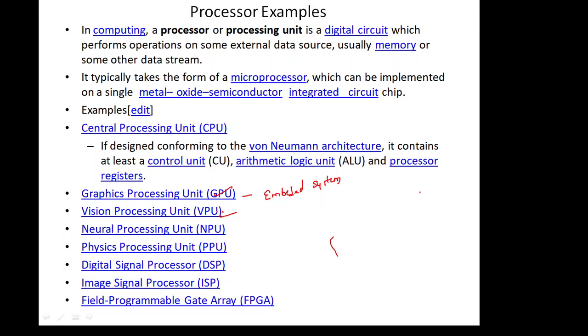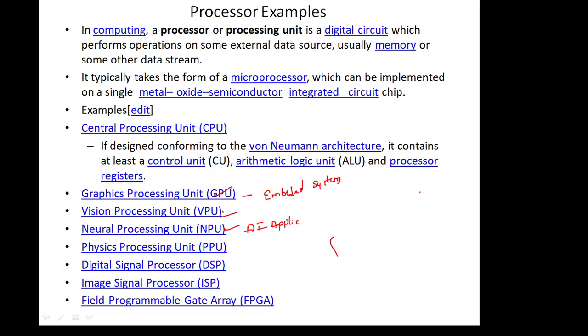And next one is the neural processing unit. As nowadays everything is of neural network, the neural processing unit is a specialized hardware accelerator or computer system. The main purpose is to accelerate artificial intelligence applications. So it is mainly used for AI applications, and this neural processing unit, which we also call an NPU, especially uses artificial neural networks.